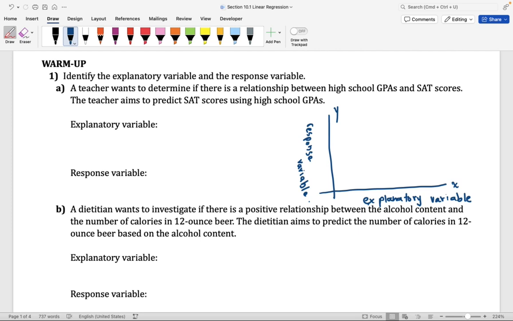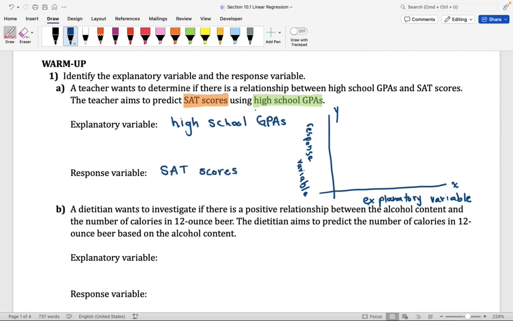Let's consider part A. A teacher wants to determine if there's a relationship between high school GPAs and SAT scores. The teacher aims to predict SAT scores using the high school GPAs. So think about it. The teacher is going to have access to high school GPAs. Using the GPAs, the teacher is going to try to predict the SAT scores. You can think of this as the SAT scores are going to depend on the high school GPA. So here, the explanatory variable is going to be the high school GPA. The response variable is going to be the SAT score.